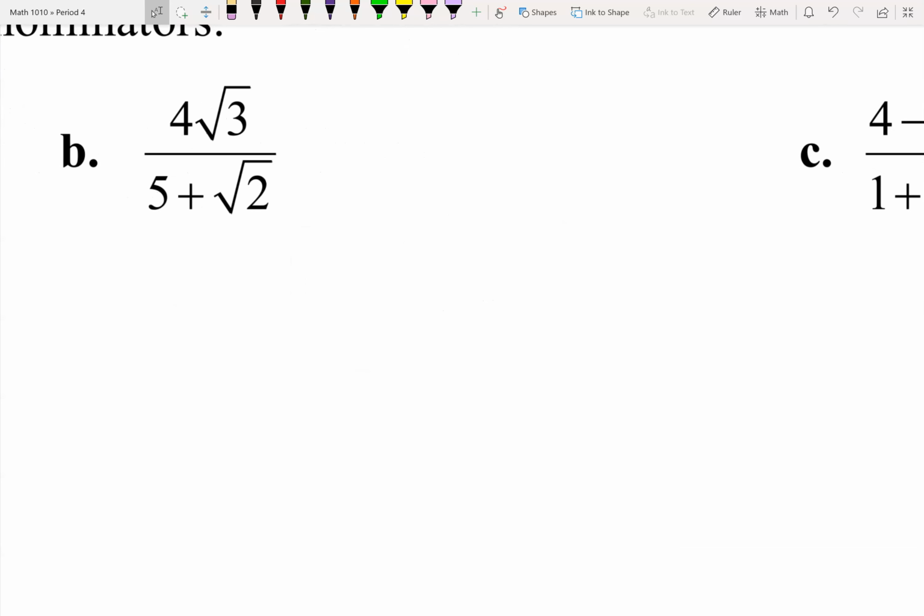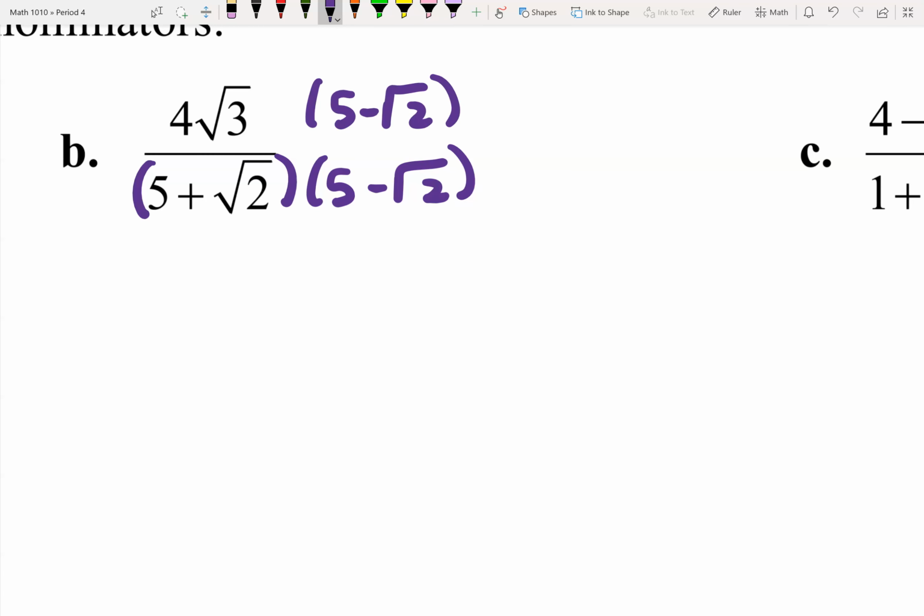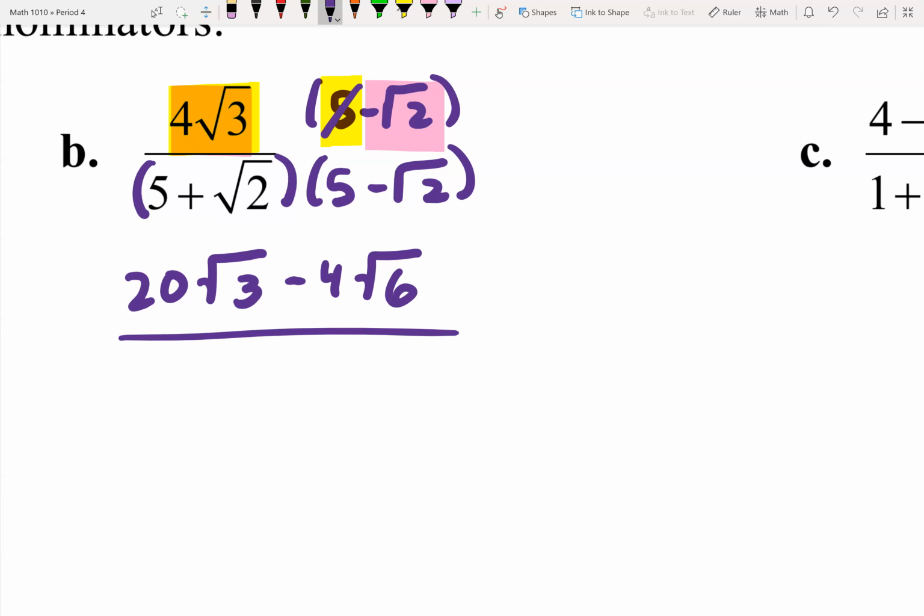Binomial. 2 terms. Throw parentheses around the binomial, multiply by the conjugate, which is 5 minus the square root of 2. On the top, you distribute. So I'm going 4 square root of 3 times 5. So on the outside, 4 times 5 is 20. On the inside is a 3. Now I'm going 4 square root of 3 times a negative square root of 2. Outside, 4 times negative 1 is negative 4. Inside, 2 times 3 is 6.